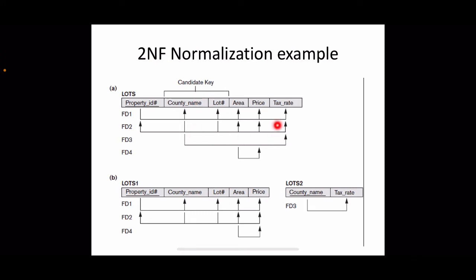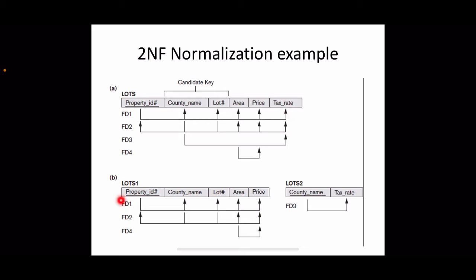So this violates 2NF. Tax rate is a non-prime attribute which is partially dependent on a prime attribute, right? Even if you remove this, the dependency holds. So this is a partial dependency. To normalize into 2NF, what do we have to do? We have to decompose this original table, removing the attribute which violates the 2NF definition. So we have to remove this tax rate from the lots table into some other table.